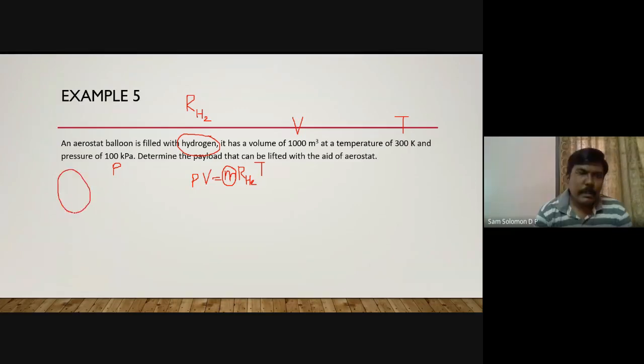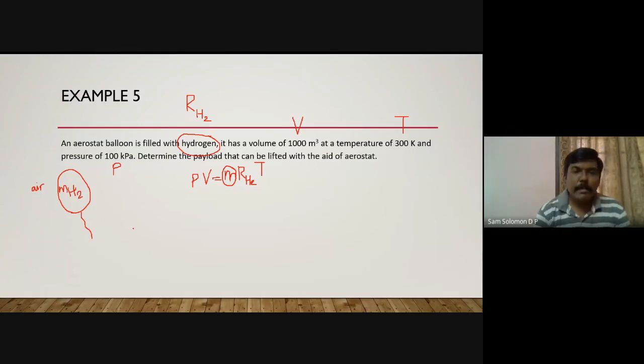See, now we have a balloon, and inside the balloon we have hydrogen. But what is outside the balloon? Is it hydrogen? It is air. It is not hydrogen outside the balloon, it is air outside the balloon. So outside we have air, inside we have hydrogen. So what we estimate will be the mass of the hydrogen here.